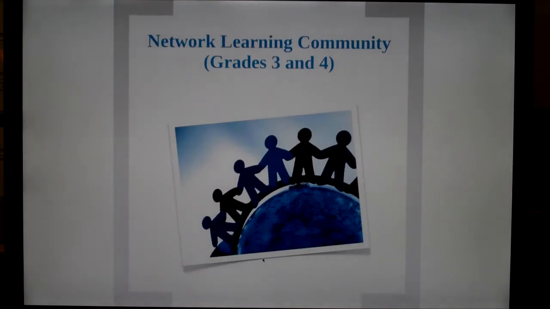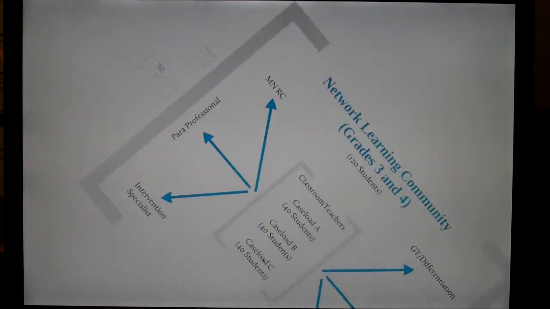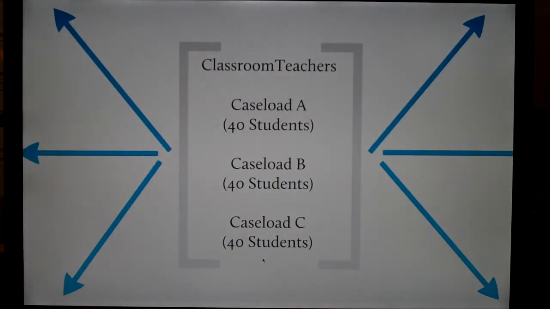Now, given the opportunity to move towards a more innovative model, we have developed what we call an NLC in grades 3 and 4, or a network learning community, a community of kids and teachers working together collaboratively, similar to a PLC, a professional learning community. Our NLC would be a community of learners in grades 3 and 4, multi-age, working together with a community of teachers. In our NLC model, you will find 3 classroom teachers working together to meet the needs of 120 students, as opposed to 5 classroom teachers working independently to meet the needs of 24, like you saw in our traditional model.